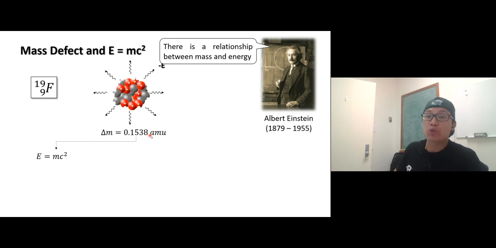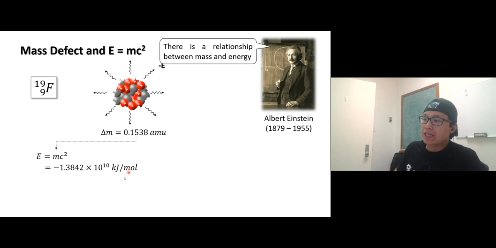Of course, this is physics now. We have to convert AMU to kilograms, right? And the kilograms get multiplied by the speed of light squared, and you get that number. That's the mass released. So it releases 1.3842 times 10 to the 10th kilojoules per mole.